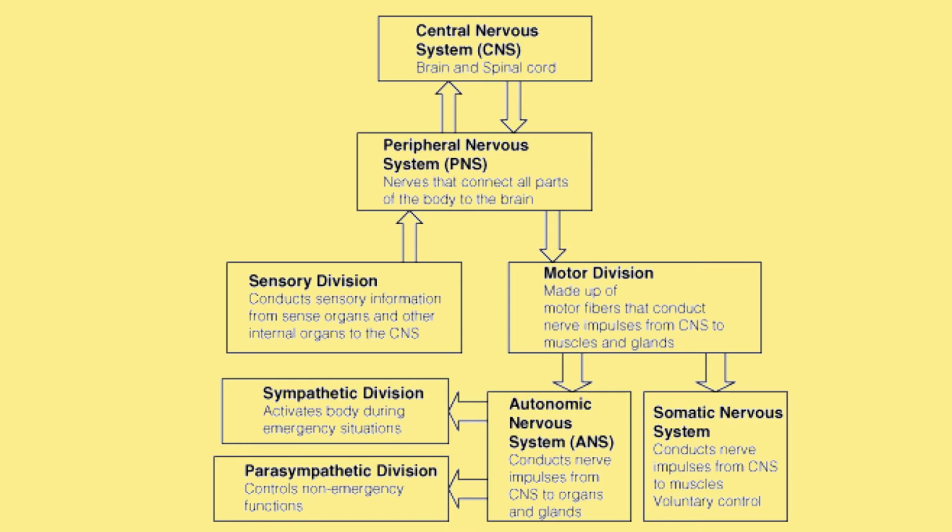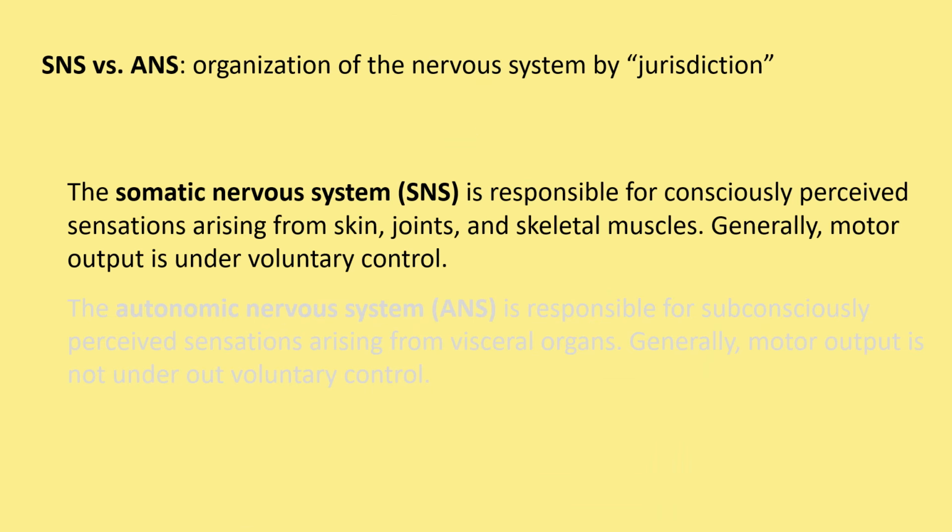This is a different representation of the same type of information. It's often helpful for learning to have multiple views of the same type of information. So let's focus on the similarities and differences between the somatic nervous system and the autonomic nervous system, the SNS versus the ANS. So the somatic nervous system is responsible for consciously perceived sensations arising from your skin, your joints, and your skeletal muscles. And generally, motor output is under voluntary control.